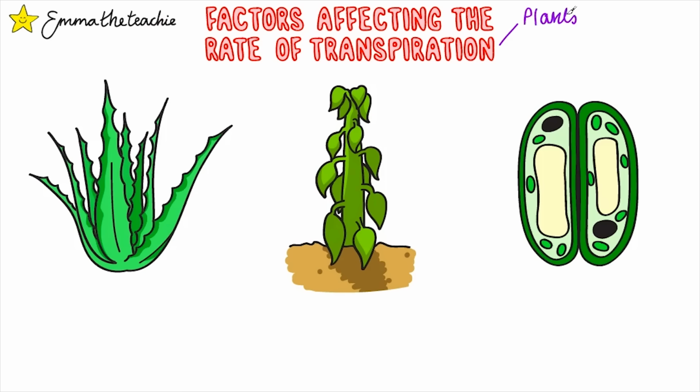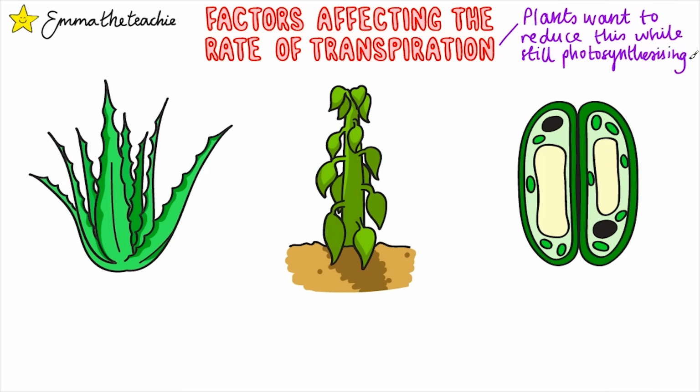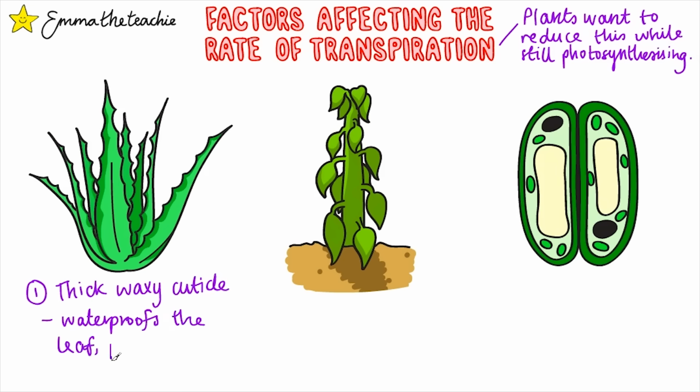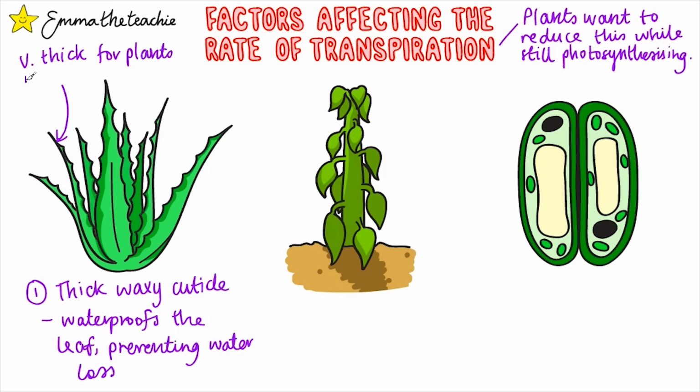Plants want to reduce water loss while still carrying out as much photosynthesis as possible. This is especially important for plants living in hot, dry, windy, and bright environments. One adaptation they have to do this is the waxy cuticle. This waterproofs the leaf, preventing water loss. It can be very thick depending on the plant's environment.